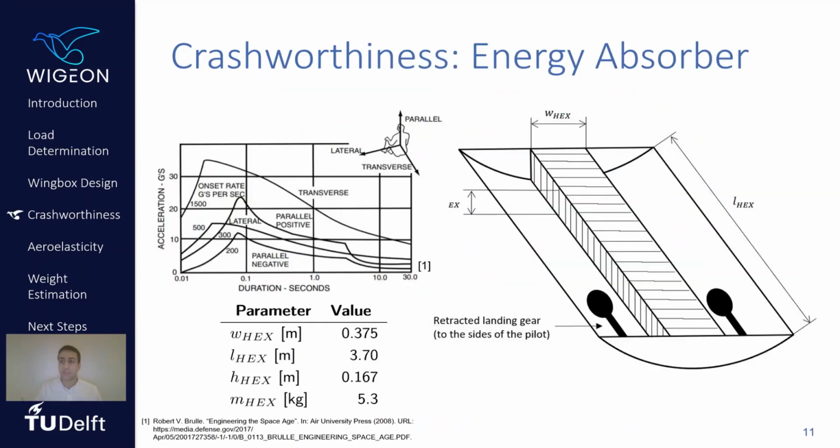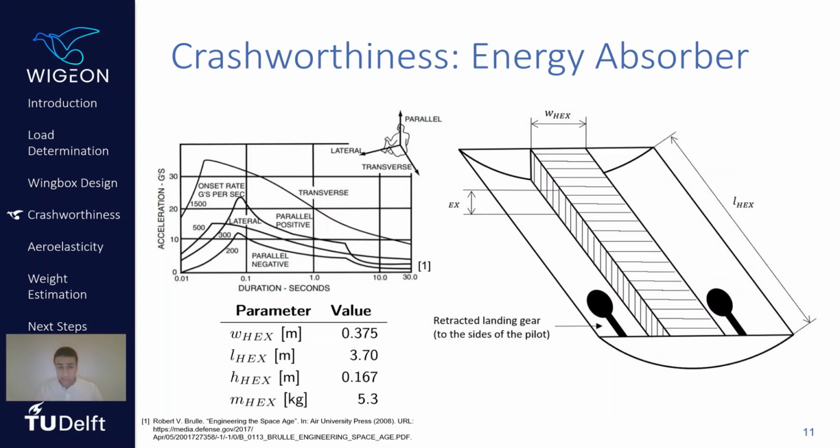Now, I would also like to discuss the crashworthiness aspects. You can see in the figure on the left-hand side that most people are able to tolerate accelerations of up to about 20 g in a time frame of about 1/10 of a second. In order to keep this limit, the landing gear is designed to tolerate 8 g and the energy absorbing structure is created to tolerate 11 g.